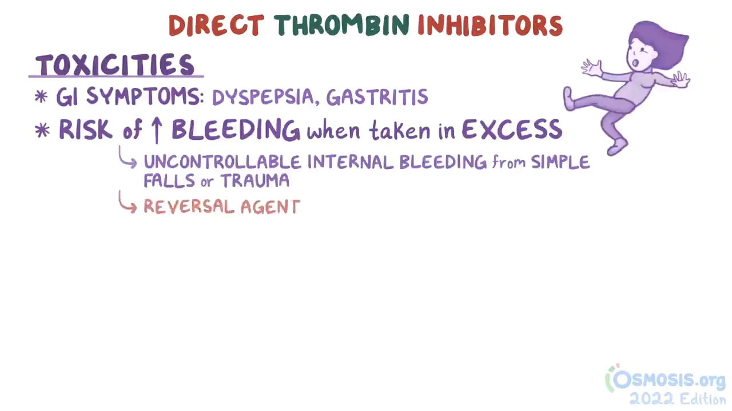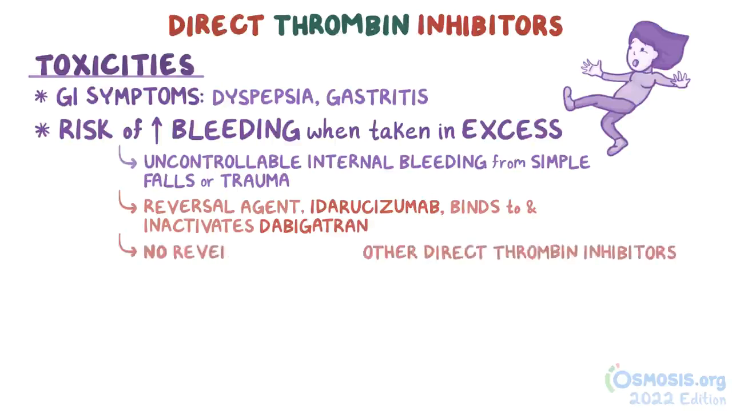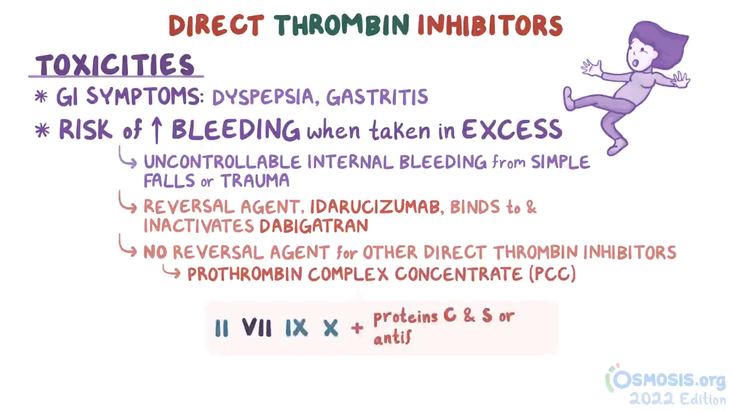Thankfully, a reversal agent called idarucizumab, an antibody, which binds to and inactivates dabigatran, can be administered to people who experience uncontrolled bleeding from this medication. For the other direct thrombin inhibitors, there's no reversal agent available. Prothrombin complex concentrate, also known as PCC, which contains the coagulation factors 2, 7, 9, and 10, along with proteins C and S, or antifibrinolytic agents, like tranexamic acid, can be used.